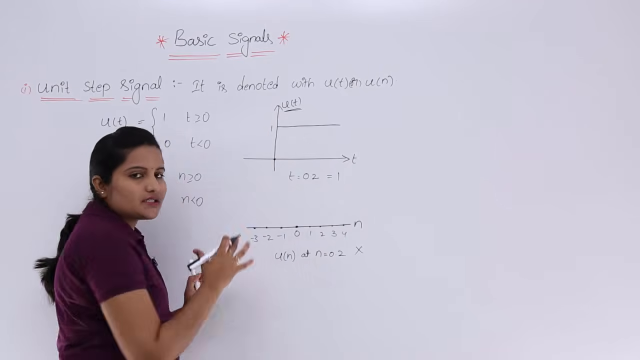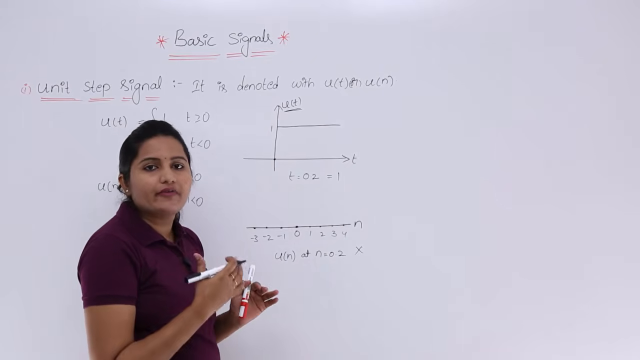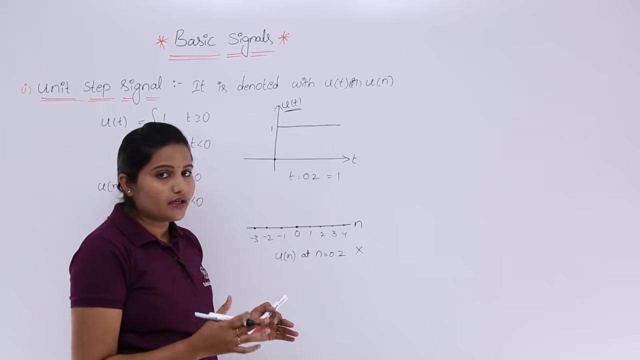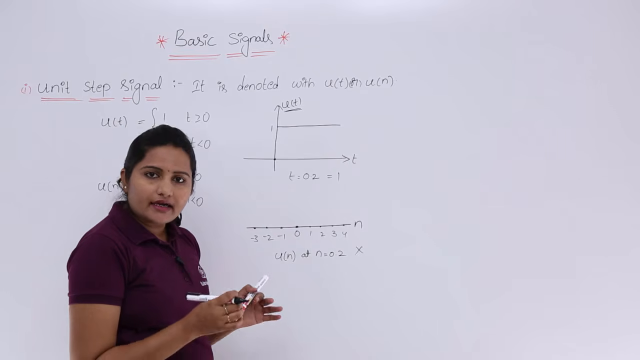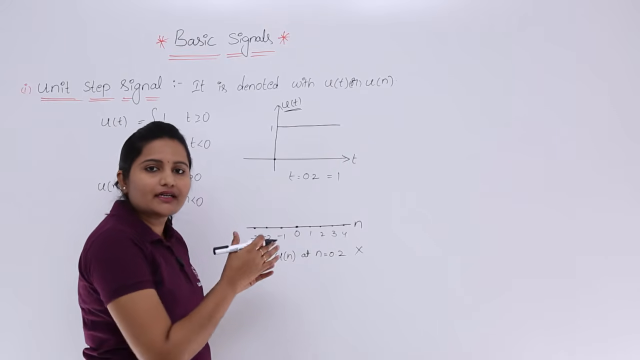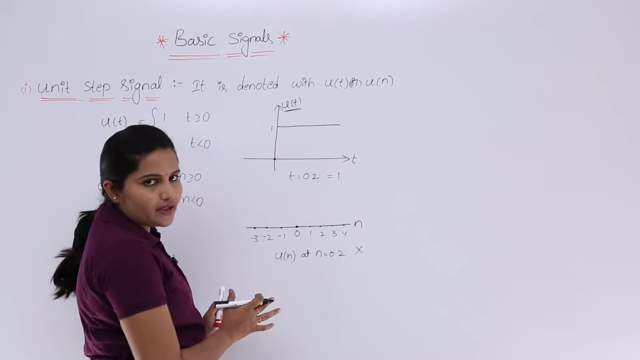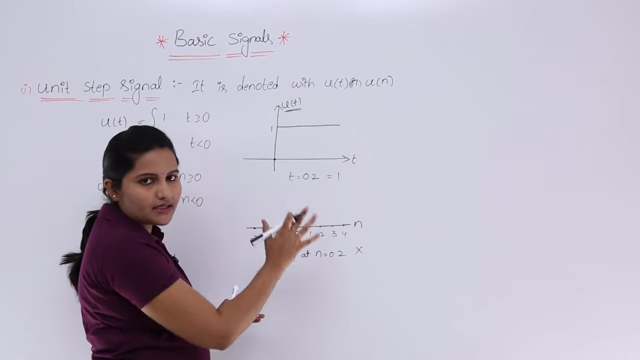In a continuous signal we can define the value at any instant of time, but in a discrete signal we can't determine the value of the signal at any instant of time. Only at discrete intervals can we define the value of the signal. So that is the only difference between continuous and discrete.